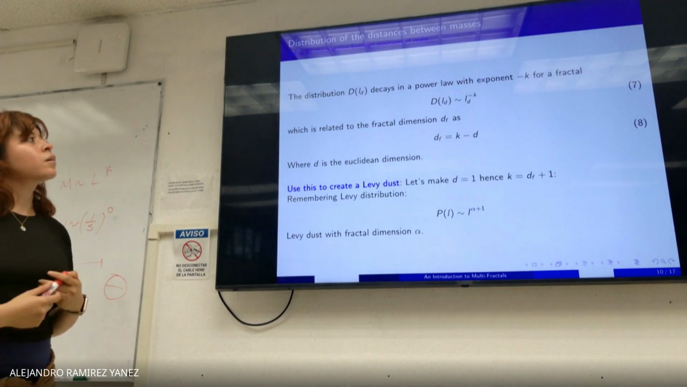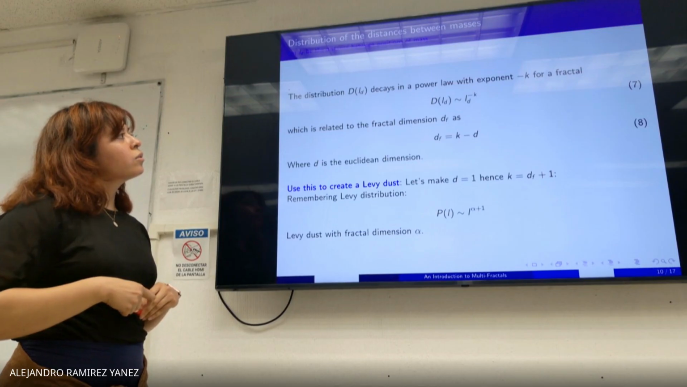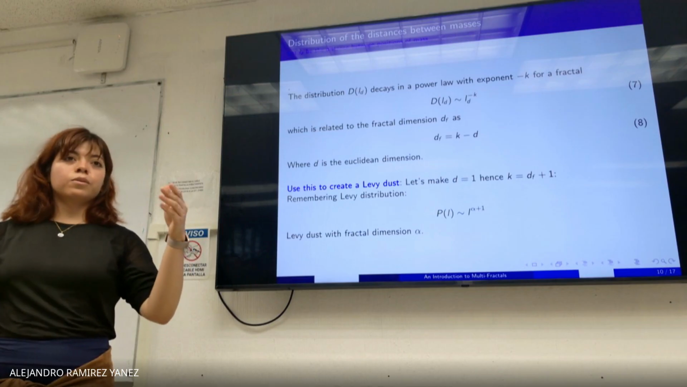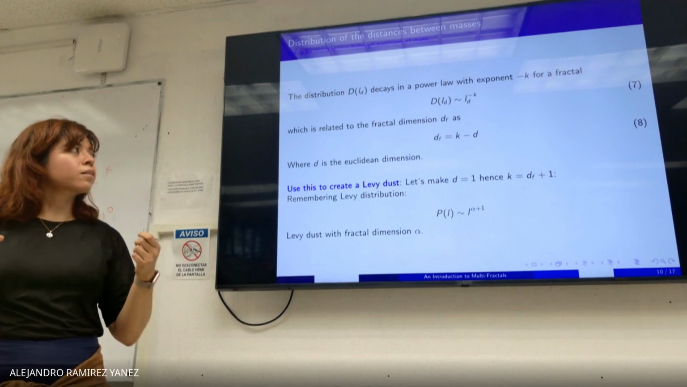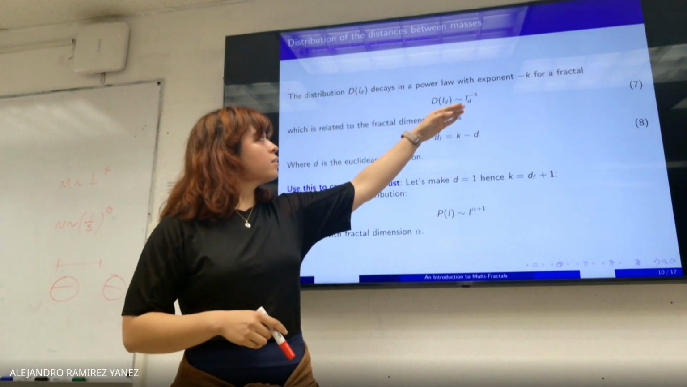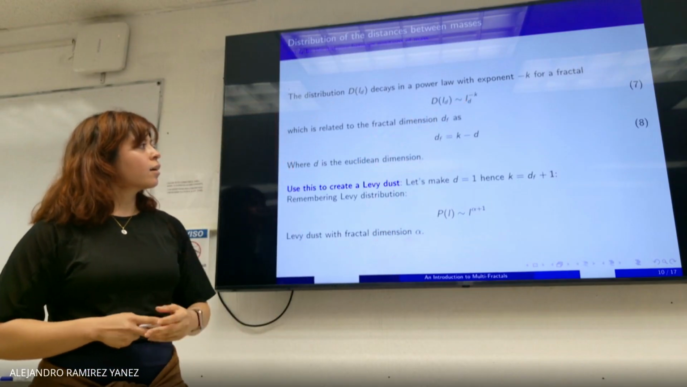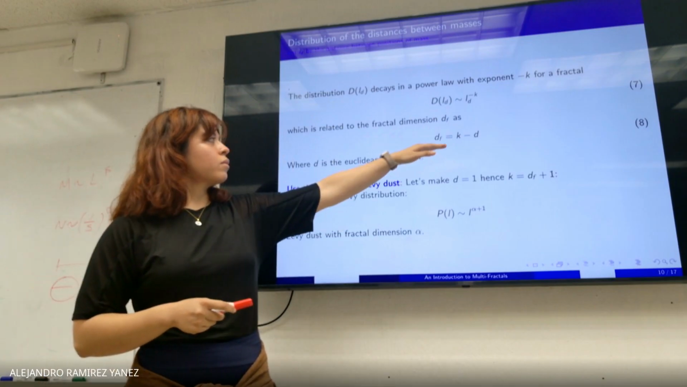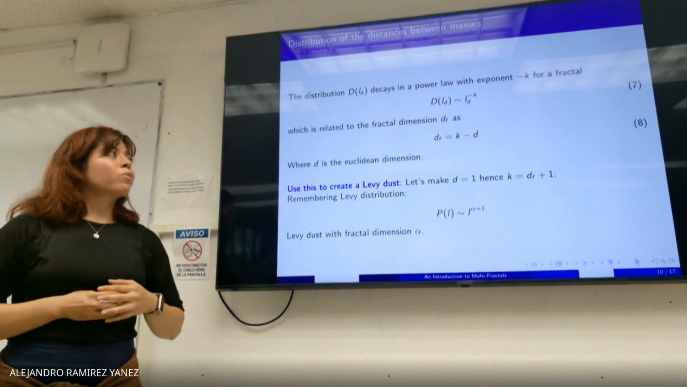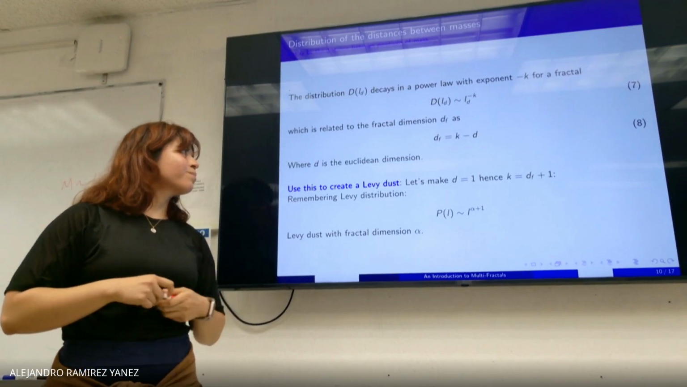Now, you can also get the fractal dimension through the distribution of the distances between the objects forming the fractal. I call this D, L is the distance. This will follow a power law that decays with exponent K and is related to the fractal dimension by this. This can be proved through the two-point correlation, but I don't have to prove it right now, so maybe for later.